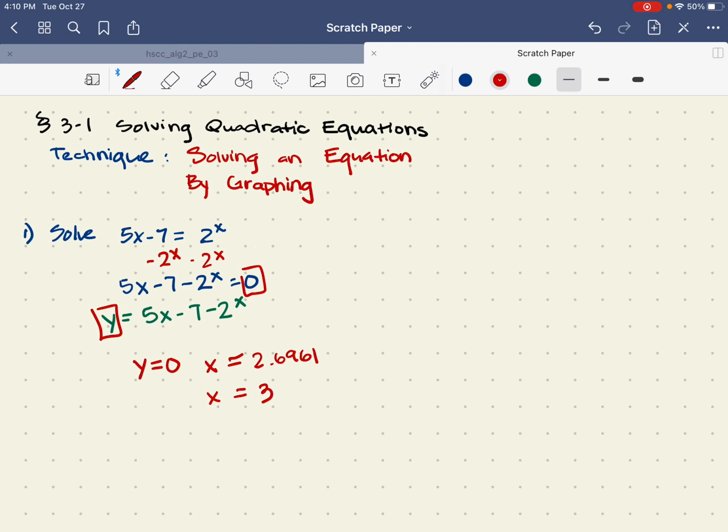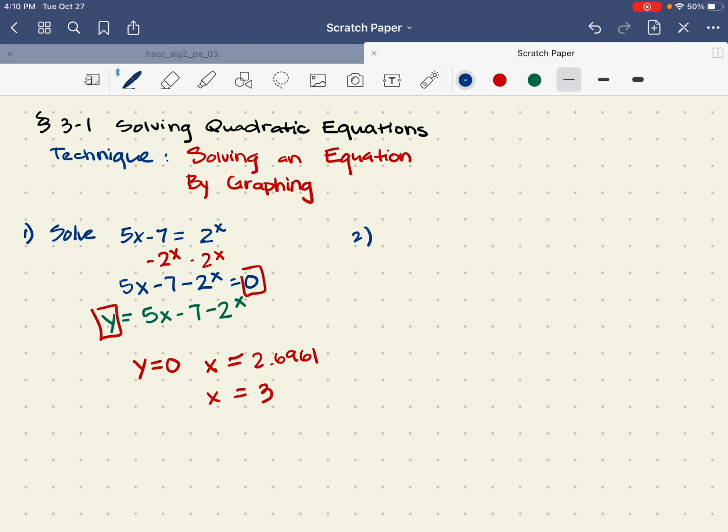Just like that. So to recap, step 1, set it to 0. Step 2, change the 0 to a y and graph it. And step 3, find where y is 0. In other words, find the x-intercepts. All right, let's try this one more time with a second example.